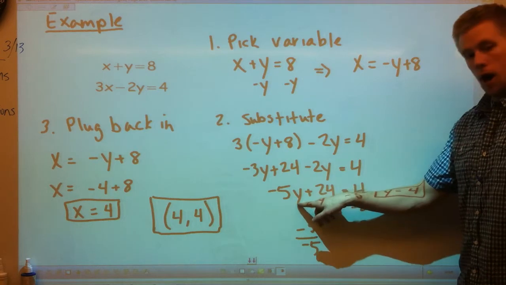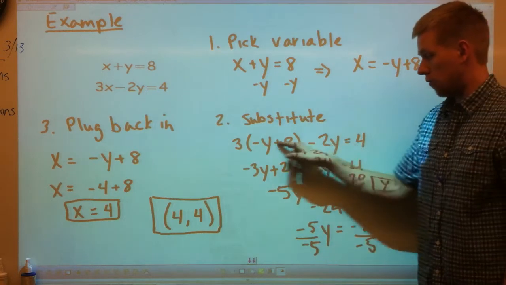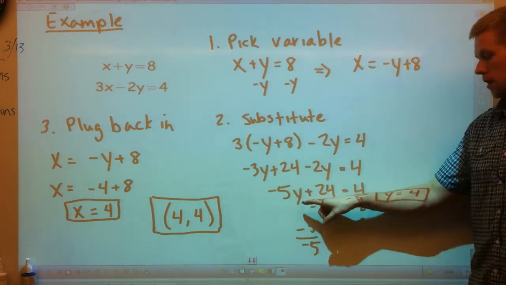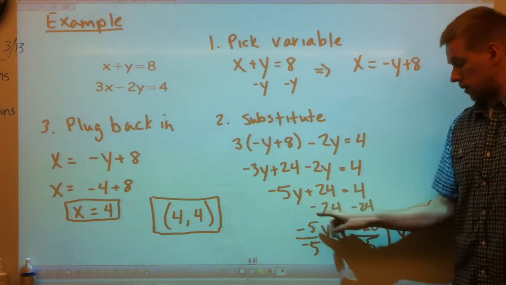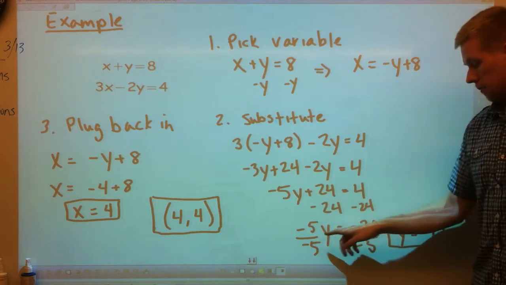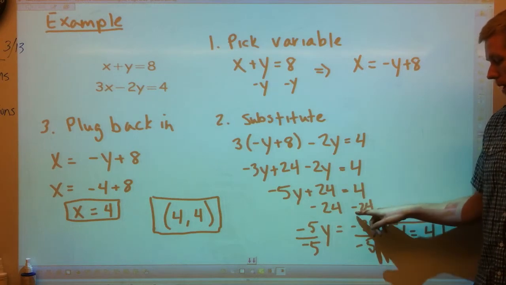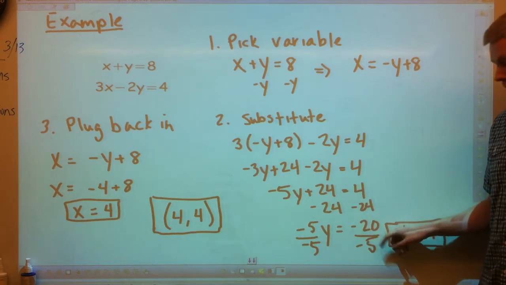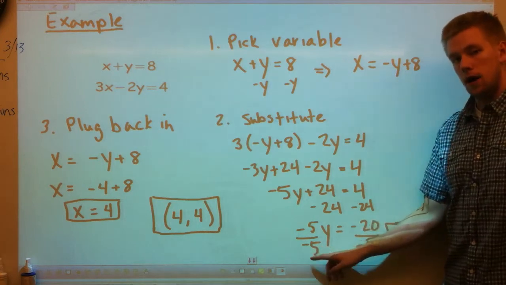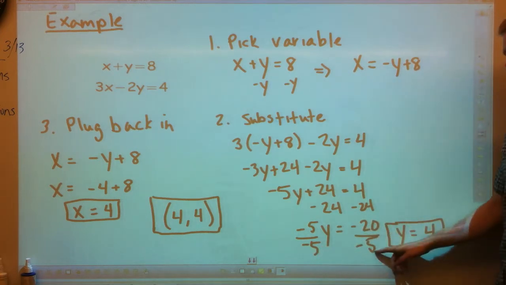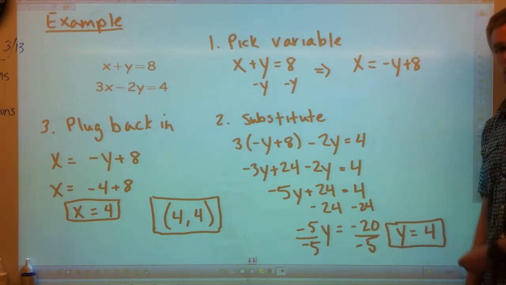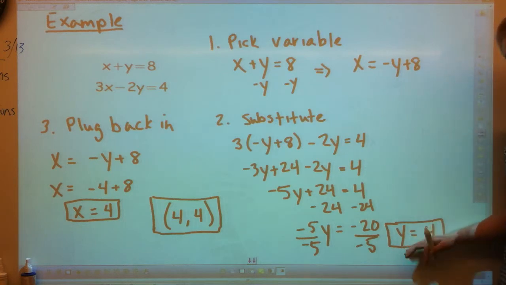Then I'm going to solve for y. Now I have one variable. I should have one variable throughout this whole process. I have one variable to solve for, that is y. So I subtract 24. When I subtract 24 over here, 4 minus 24 is negative 20. Then I'm going to divide by negative 5 on both sides. When I divide by negative 5, I get y equal to 4. Okay, so I know my y is equal to 4.